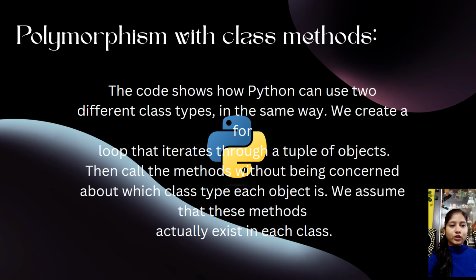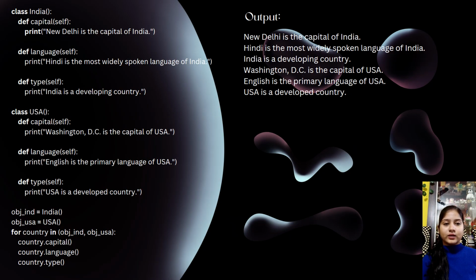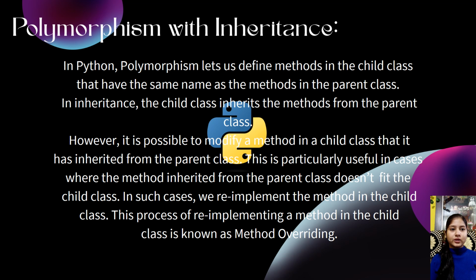We create a for loop that iterates through a tuple of objects, then call the method without being concerned about which class type each object is. We assume that these methods actually exist in each class. Here is the example for polymorphism with class methods. Let's start with polymorphism with inheritance.